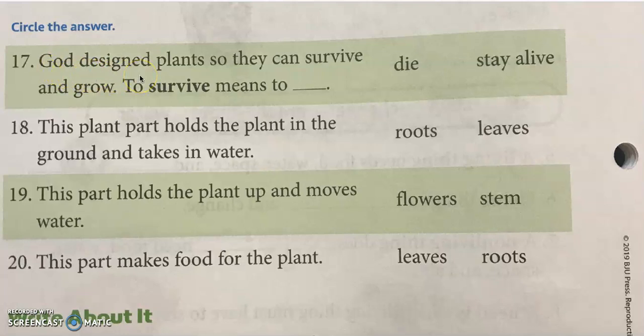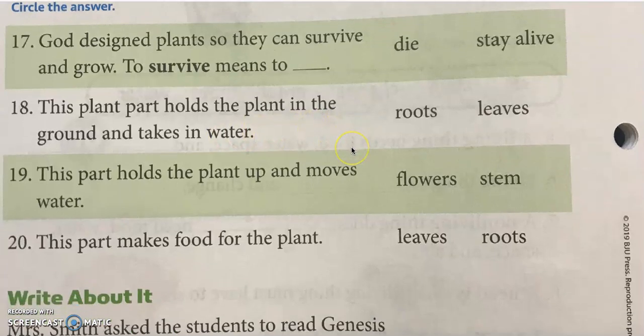God designed plants so they can survive and grow. To survive means to stay alive. Everyone say stay alive. Right. Number 18, this plant part holds the plant in the ground and takes in water. Which part of the plant takes in water and holds the plant in the ground, under the ground? Right, root. That's what they do. They take in water for the plant.